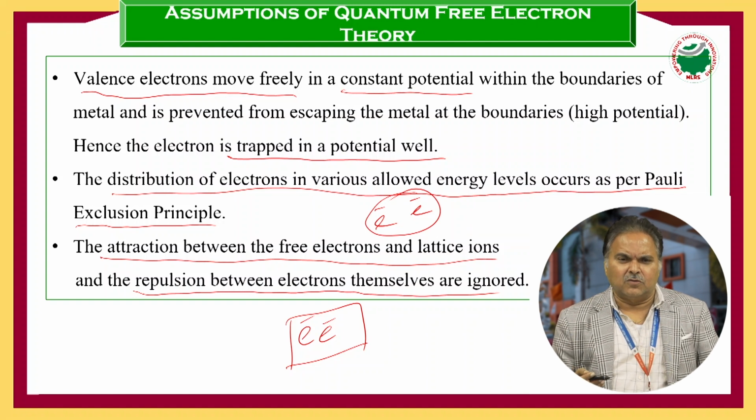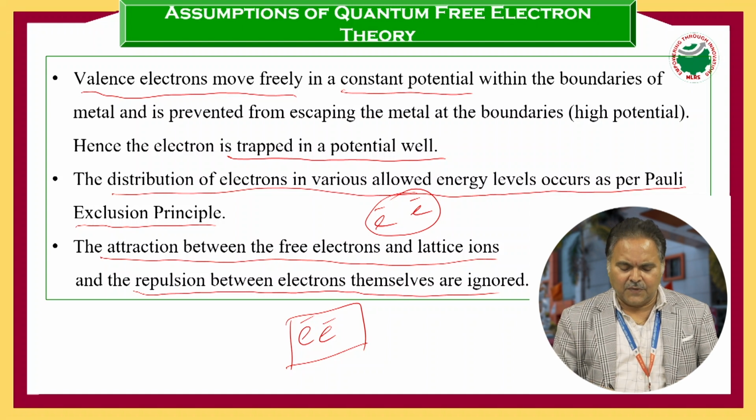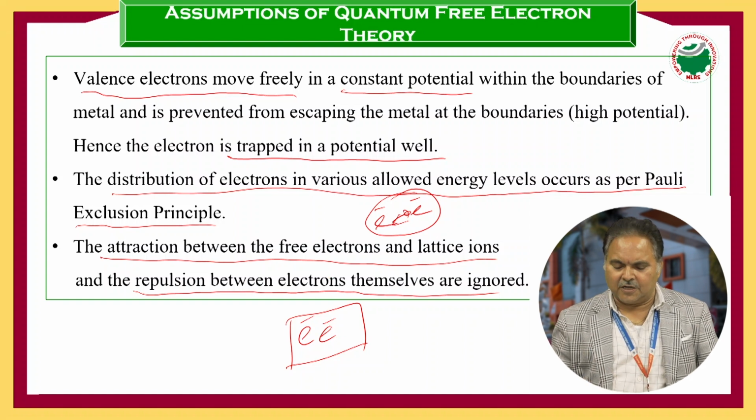If the poles are north-north or south-south, they will repel; south-north, they will attract. Here also they ignored this repulsion energy or repulsion force. They ignored this repulsion force in the quantum free electron theory. So these are the assumptions of the quantum free electron theory.